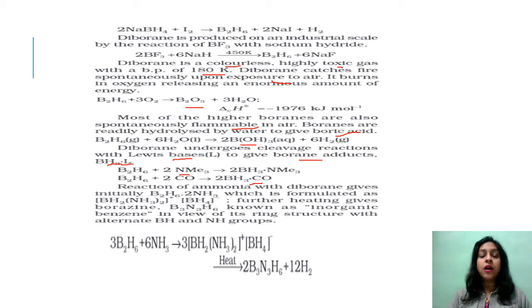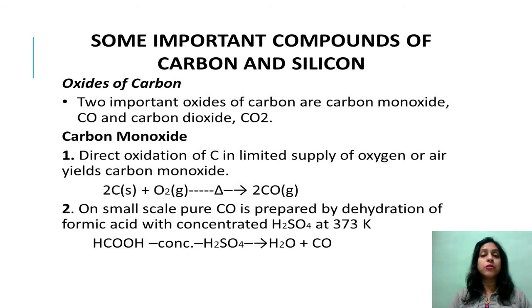Then ammonia reacts with diborane, so it gives [BH2(NH3)2]⁺BH4⁻, जिसको कि आप further heating करें तो हमें क्या मिलेगा, इनऑर्गेनिक कंपाउंड्स. और इसको इनऑर्गेनिक बेंजीन या बोराजीन भी कहते हैं. क्या कहते हैं, बोराजीन और इनऑर्गेनिक बेंजीन. So it is also a very important compound.